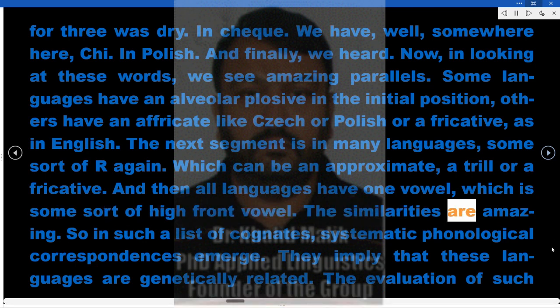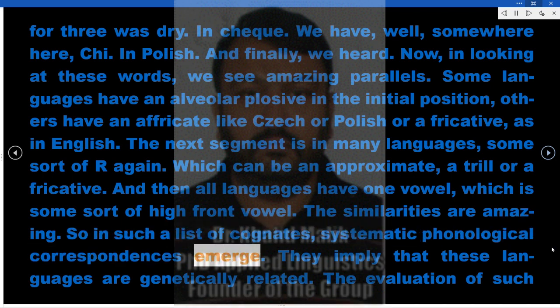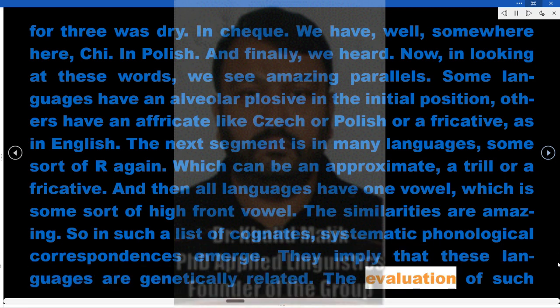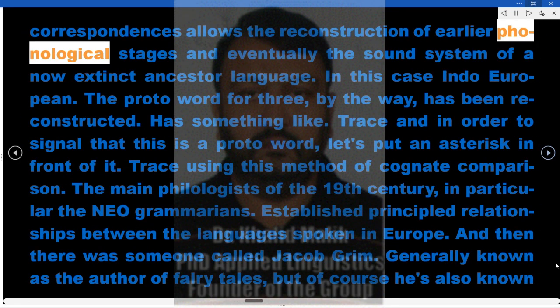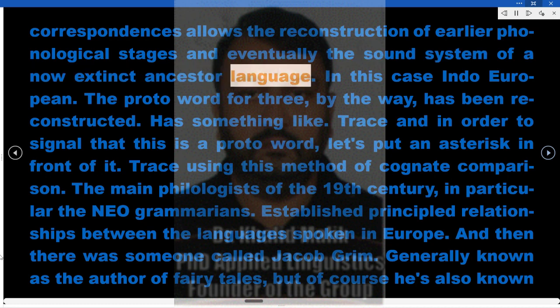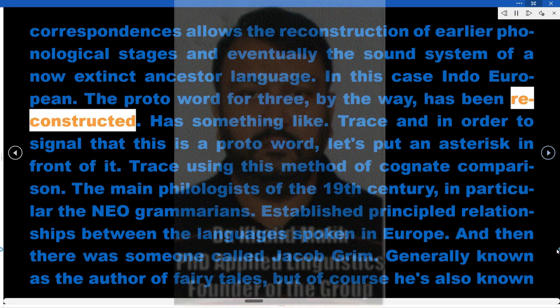The similarities are amazing. So in such a list of cognates, systematic phonological correspondences emerge. They imply that these languages are genetically related. The evaluation of such correspondences allows the reconstruction of earlier phonological stages and eventually, the sound system of a now extinct ancestor language, in this case Indo-European. The proto-word for 3, by the way, has been reconstructed.